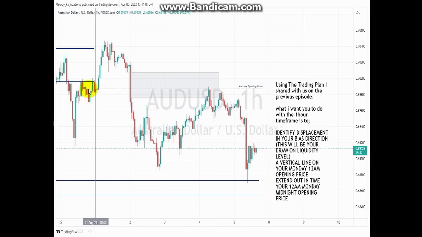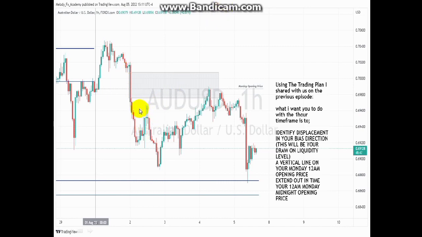I'm going to mark that out with a trend line, and you're going to extend it out in time. Now, the first thing you are going to do is to identify displacements in the direction of your intended bias, in the direction of your order flow. So if your order flow for the week was bullish, you're going to wait for price to show displacement upwards.